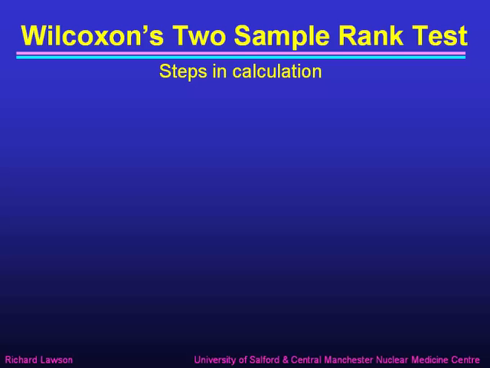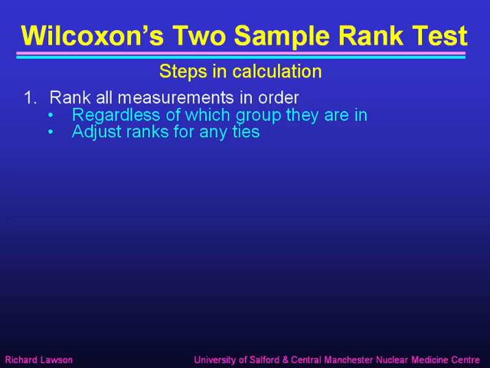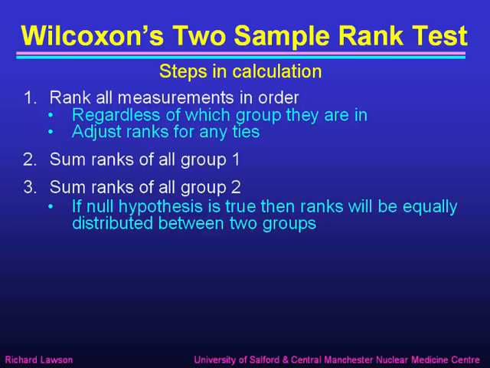The steps in the calculation are as follows. First of all, we rank all the measurements in order, regardless of which group they're in. So we mix them all up, put them in order, and adjust ranks for any ties in the normal way. Then we sum the ranks of all group 1 and sum the ranks of all group 2. And if the null hypothesis is true, then the ranks will be equally distributed between the two groups.